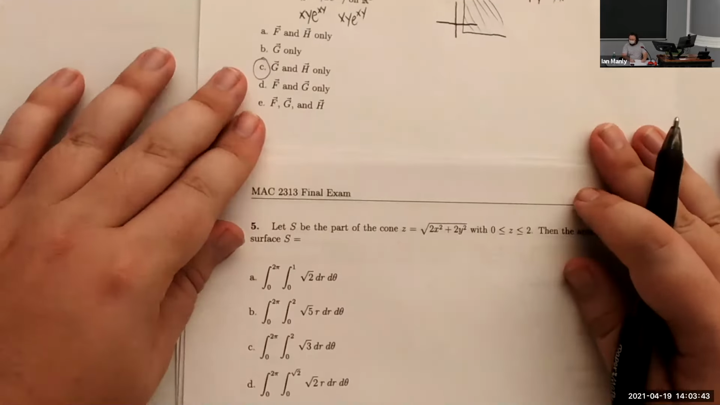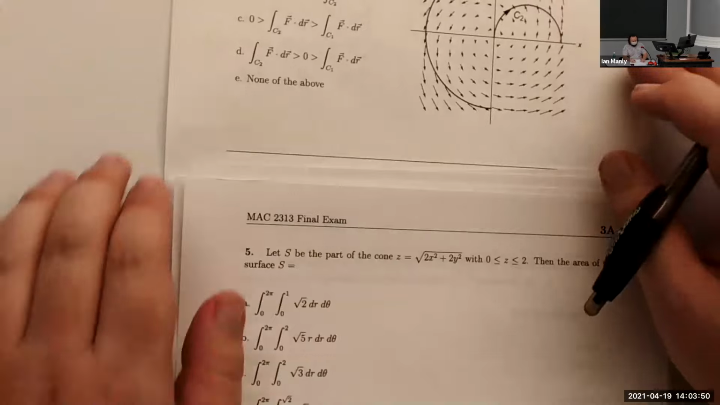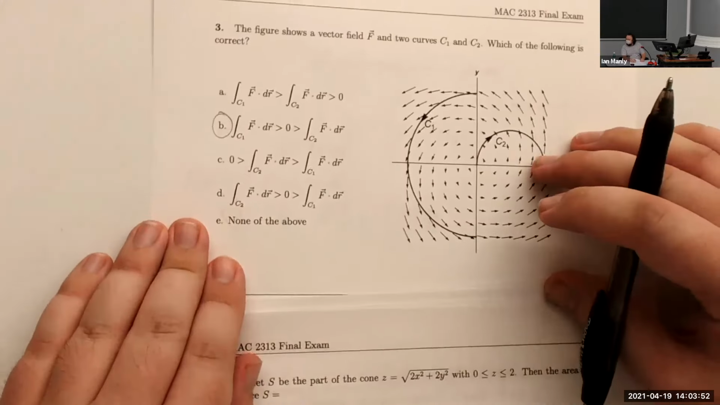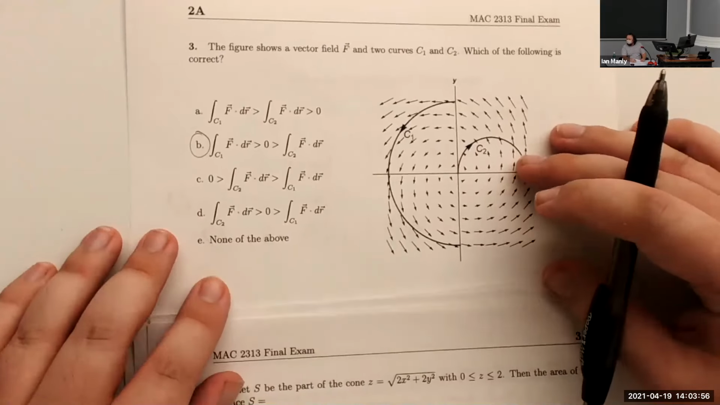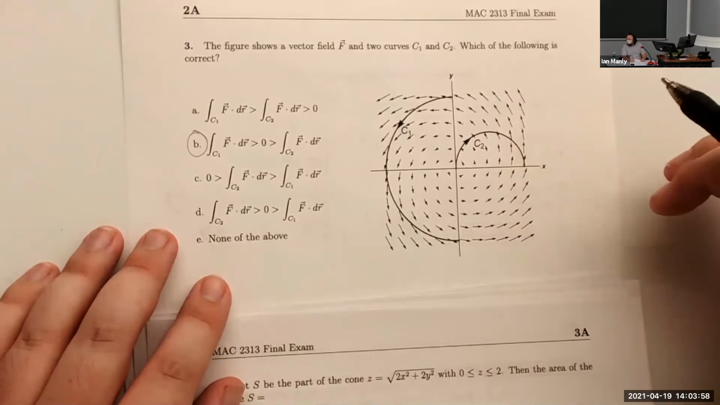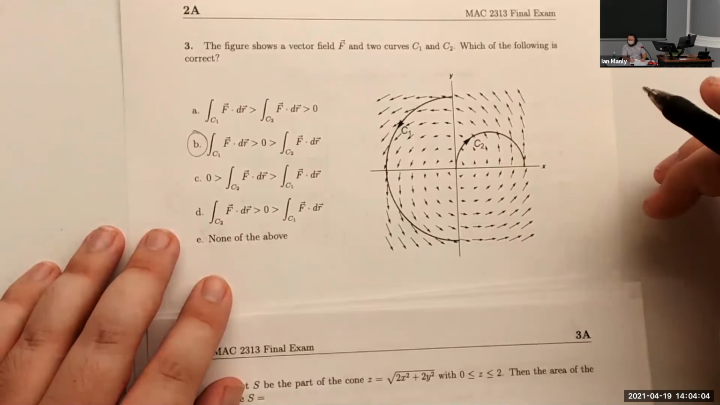Okay, next up here. Oops, that's not next up. This is next up. All right. Let's go down here. The figure shows a vector field F and two curves C1 and C2. Which of the following is correct right here?